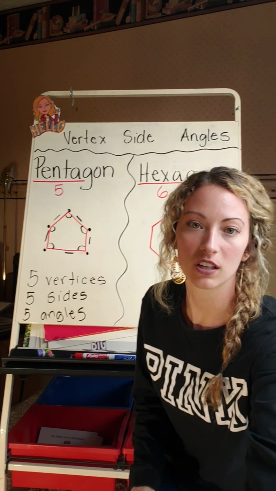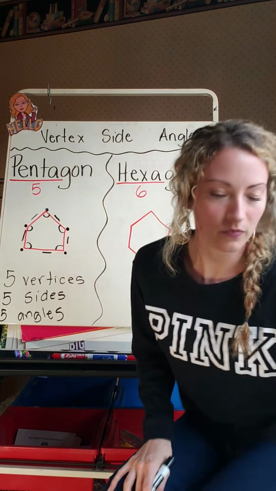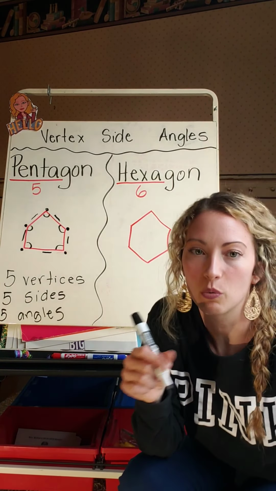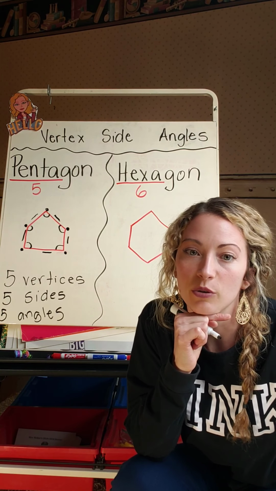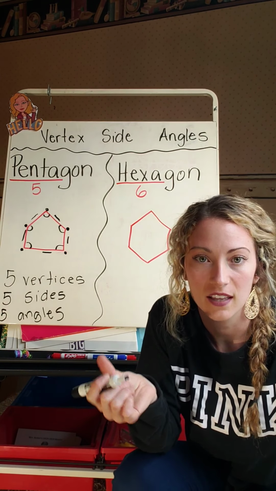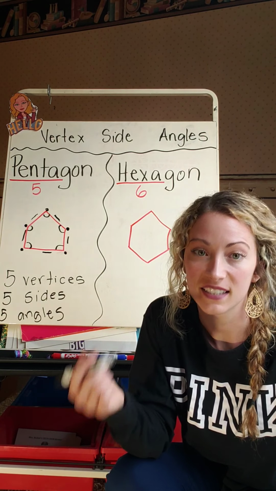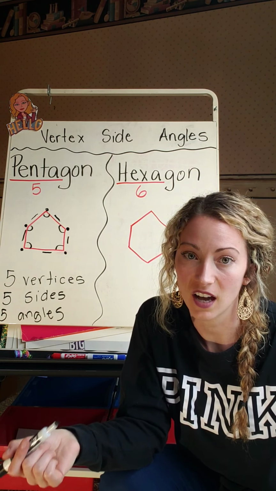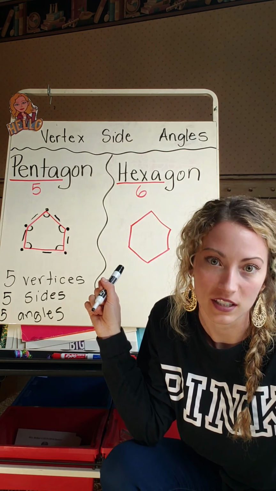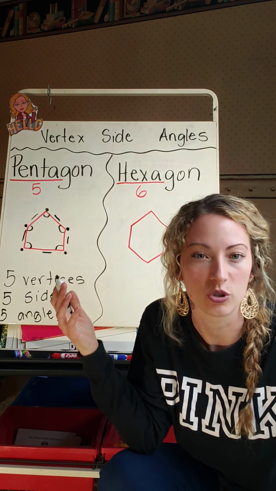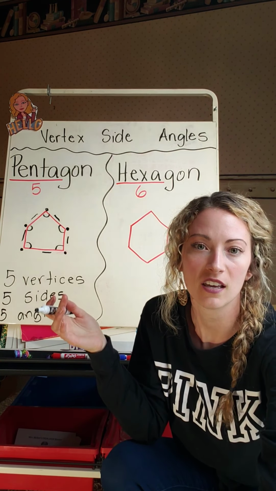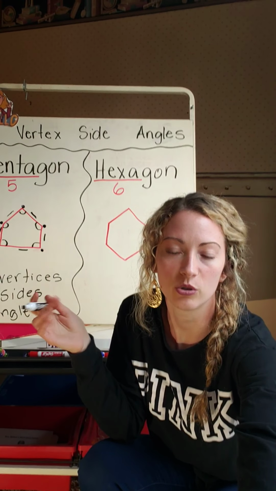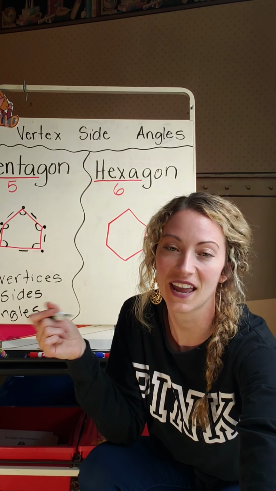The next one we're going to look at is a hexagon. Same thing with the word hexagon. This word is derived from a Greek language, and the word hexa means 6. So any 6-sided shape is a hexagon. This one right here, I'm not the best at drawing, but it is the most usual, common one that you're going to see. So first I'm going to show you how many vertices a hexagon has.